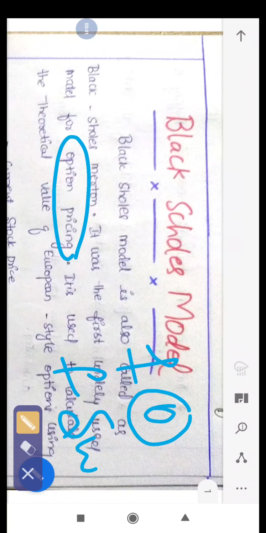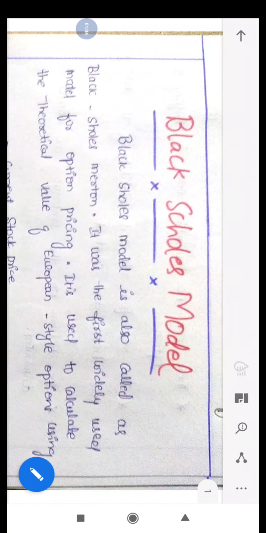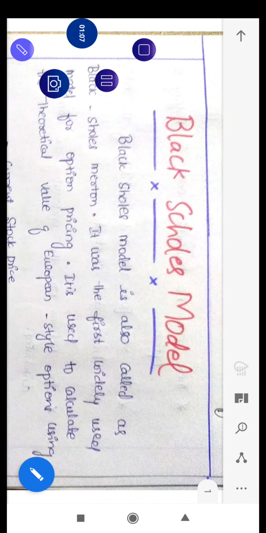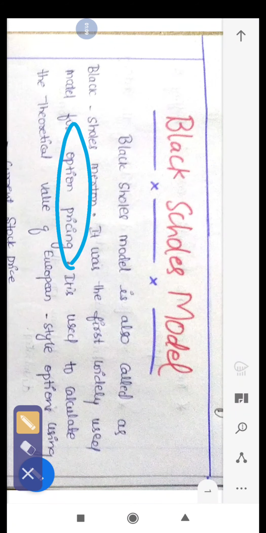For the option, to calculate what the value of the option will be in the future, for ascertaining those returns, we can calculate it with the help of the BSM, that is the Black-Scholes model. This model is also known as Black-Scholes-Merton, and this is the first widely used model for option pricing. In the world, this is the first model used for calculating the values of options.